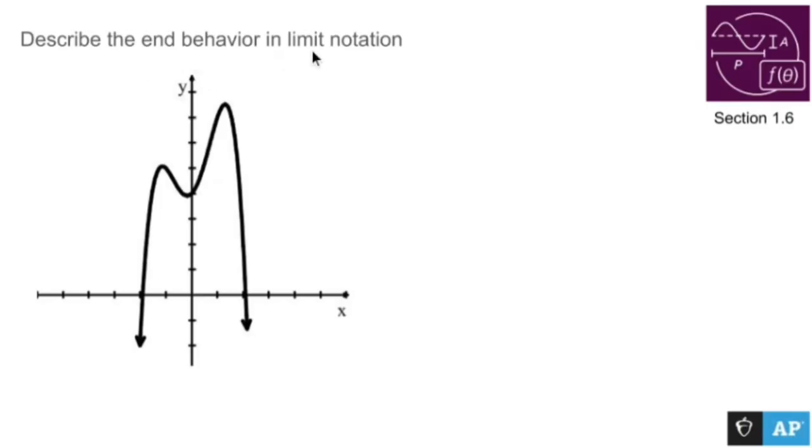Describe the end behavior in limit notation. I have myself a polynomial graphed, and what it looks like is happening is this graph going to the left is moving downward, and going to the right is also moving downward. Another way of saying going to the left is the limit as x approaches negative infinity.